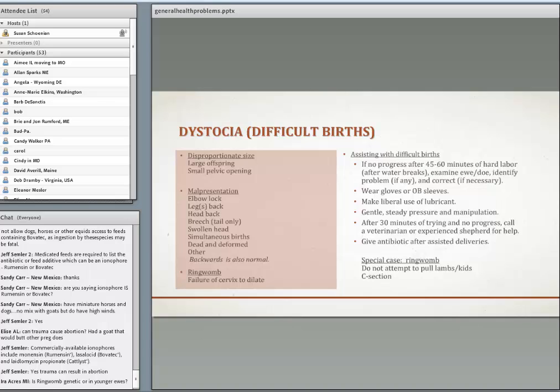Don't pull those lambs or kids. That is only going to come out one way: dead babies and a dead mama. If it's true ringworm, meaning no cervical dilation, then you need to have a C-section done.